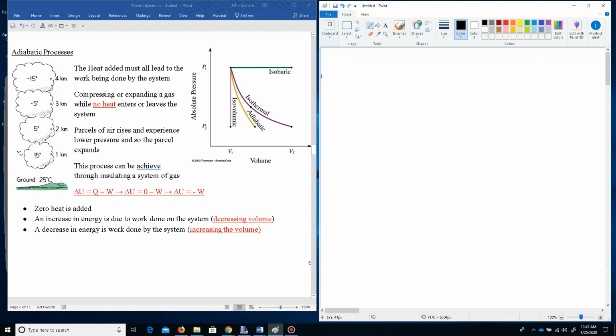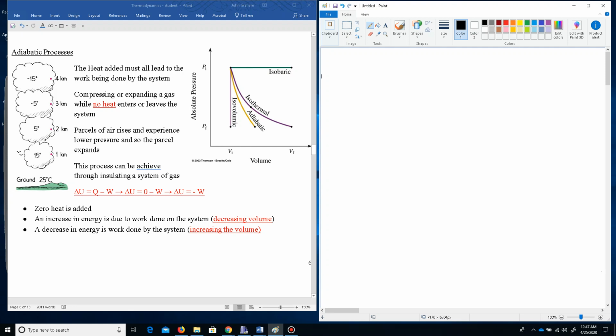Hi, this is Physics 1, Chapter 15, Part 2. We left off with adiabatic processes. And as I said before, let's go through a little recap. When we hold pressure constant, we have what's called an isobaric process. When we hold temperature constant, we have an isothermal process. And when we hold volume constant, we have an isovolumetric process.